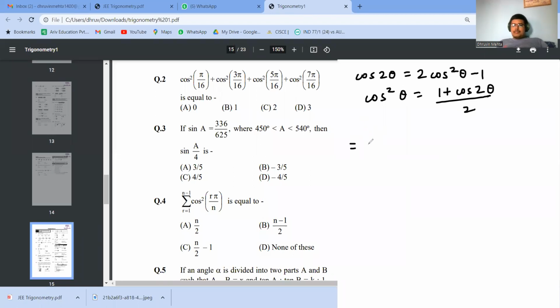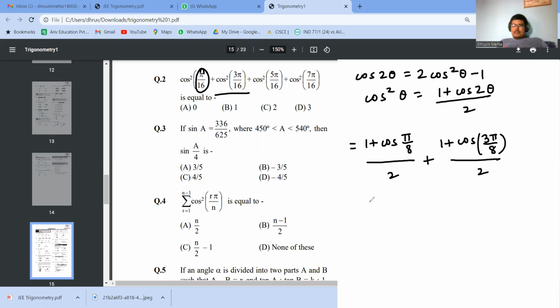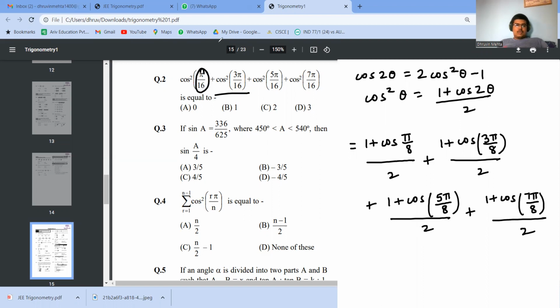Now look, this will become 1 plus cos, double of this will be pi by 8, upon 2, plus 1 plus cos 3 pi by 8 upon 2, plus 1 plus cos 5 pi by 8 upon 2, plus 1 plus cos 7 pi by 8 upon 2. Check this, guys. Are you all following this?